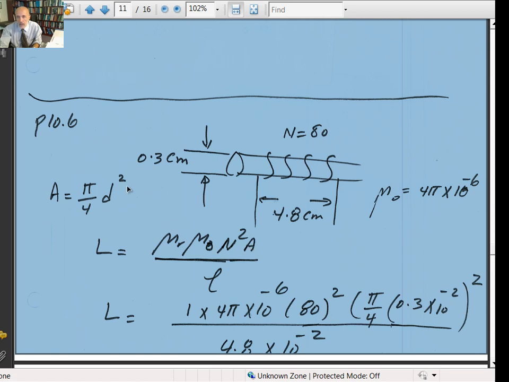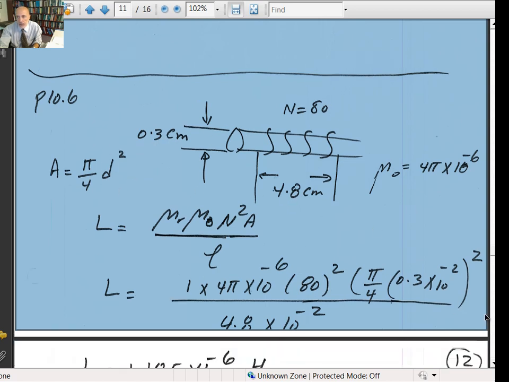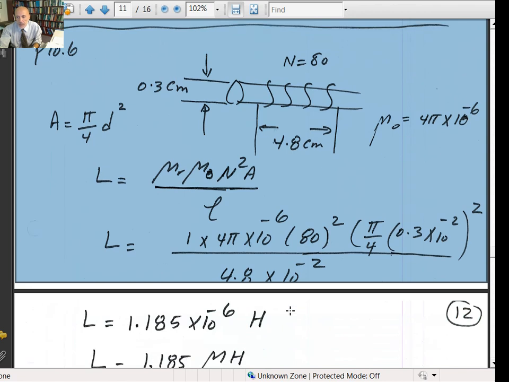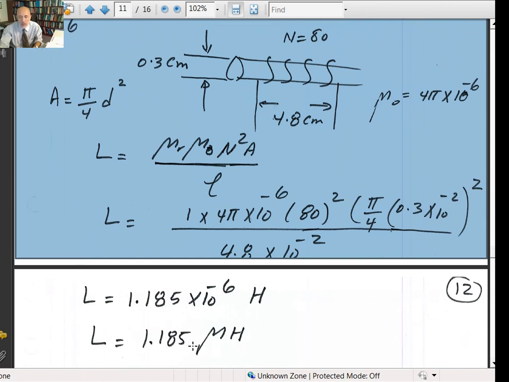So for the cross-sectional area, you take pi over 4 times the diameter squared, but you must convert the diameter into meters. So 0.3 centimeters is 0.3 times 10 to the minus 2 meters, and you square that. And then the length has to be in meters also, 4.8 times 10 to the minus 2 to convert it from centimeters to meters. If you calculate that, it comes out to be 1.185 times 10 to the minus 6 henry, or just 1.185 microhenry.